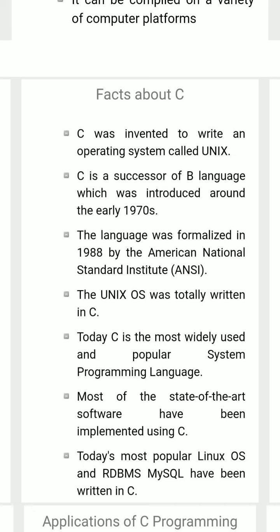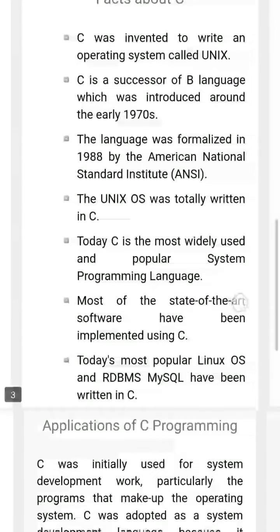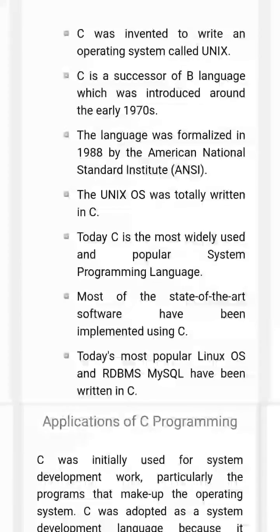So the C language was introduced in the early 1970s. Okay, the language was formalized in 1988 by the American National Standards Institute (ANSI). Okay, so this is an institute like the Indian Standards Institution, something like that in America. Okay, so they standardize how this language can be used to produce software. Okay, so Unix OS was totally written in the C language.